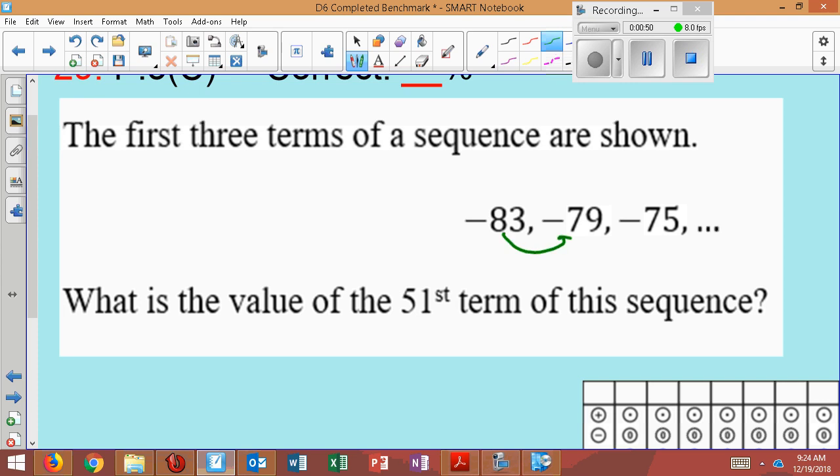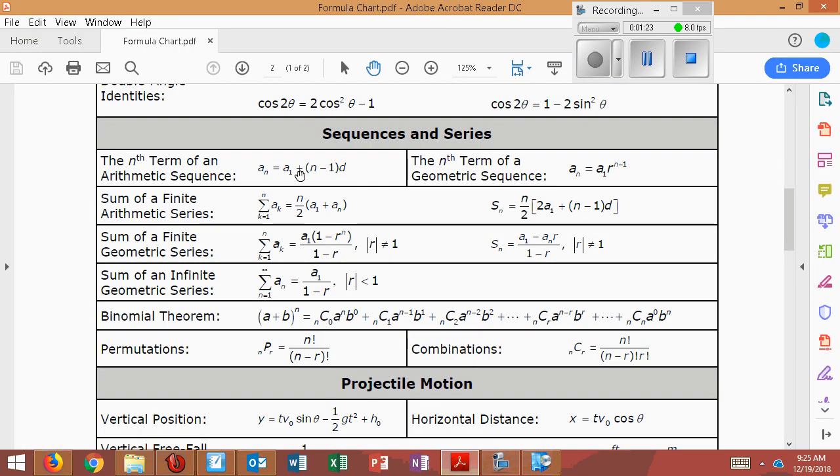Since it's dealing with negative numbers, if you think of a number line, if negative 83 is here, negative 79 goes here, notice that we're working closer and closer to 0. So I know it doesn't seem like it, but the numbers are actually getting larger as we go on. Every time we are adding 4, getting larger as we continue to the right on the number line. Since I'm adding, I'm going to use the arithmetic formula.